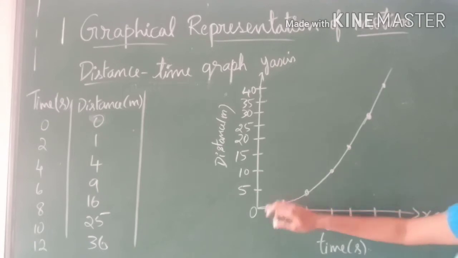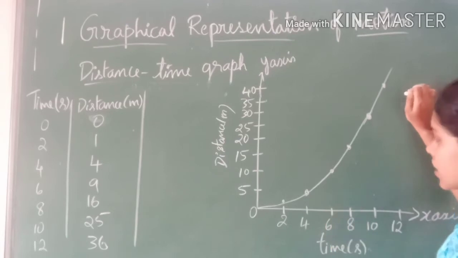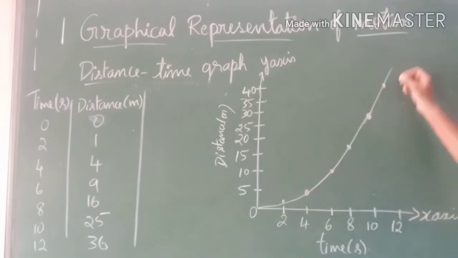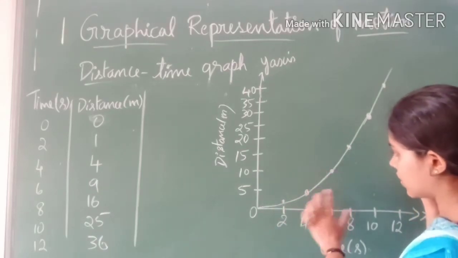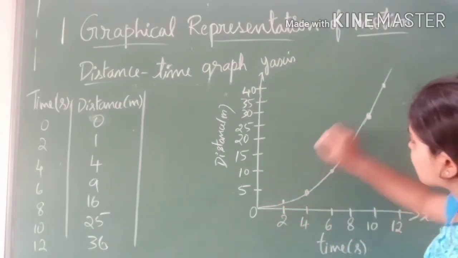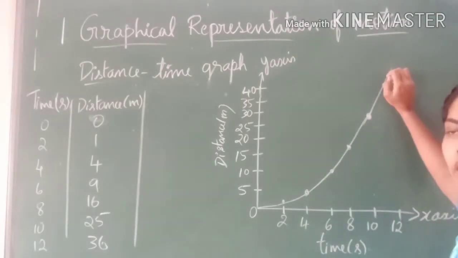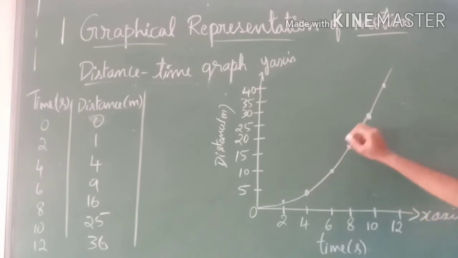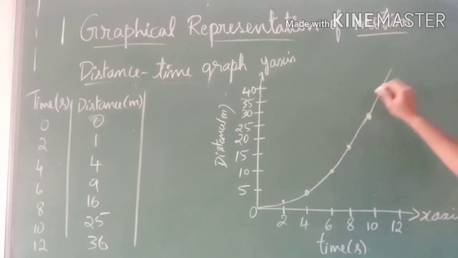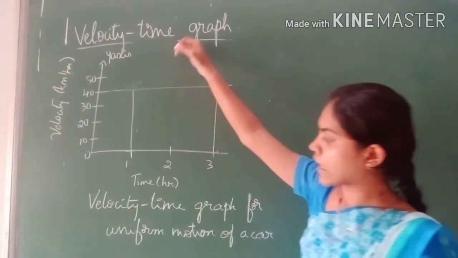If the graph is a straight line, that means the object moved in uniform motion. This graph is not a straight line. There is variation in the distance travelled at each point. If the graph is not straight, that means the object is in non-uniform motion. The velocity changes with respect to time. There is change in velocity we can observe. The velocity is not constant.